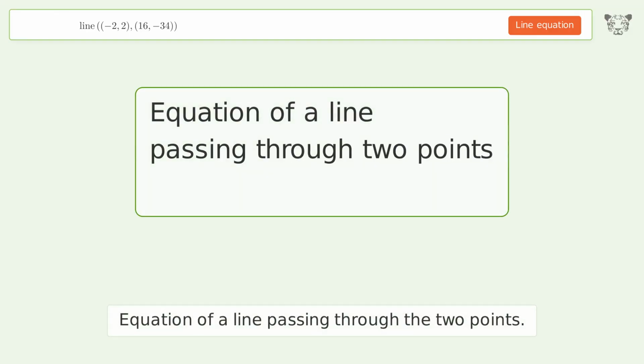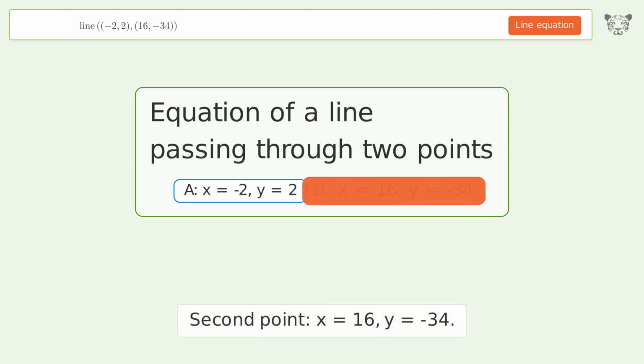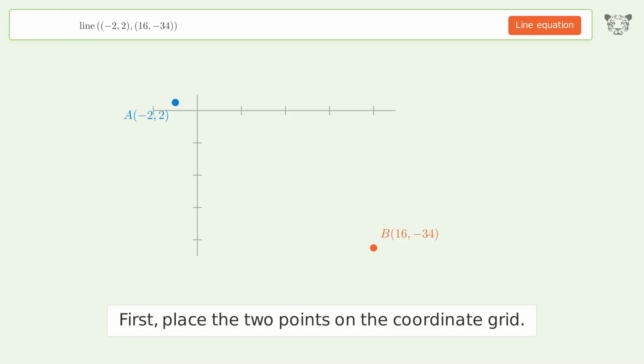Equation of a line passing through 2 points. The first point has x equals -2, and y equals 2. The second point has x equals 16, and y equals -34. First, place the 2 points on the coordinate grid.